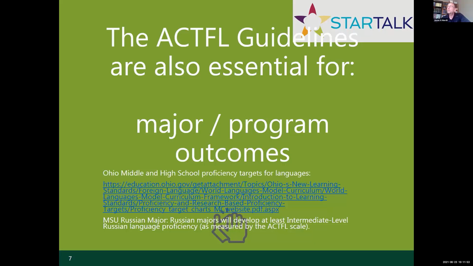Your major or your program outcomes as well. I give a couple of examples here. You'll have access to the slides and all of my links later, but this is just an example of middle and high school proficiency targets, the MSU Russian major, for example. One of the really good things about the guidelines too is it's a universal language. If I tell a teacher in California, my student, let's say, is transferring there, oh yeah, he's an intermediate mid at speaking. Right away in that person's head, a picture comes up. Okay, I know what that means there. And I have a pretty good sense of where this person's going to go in my program then.